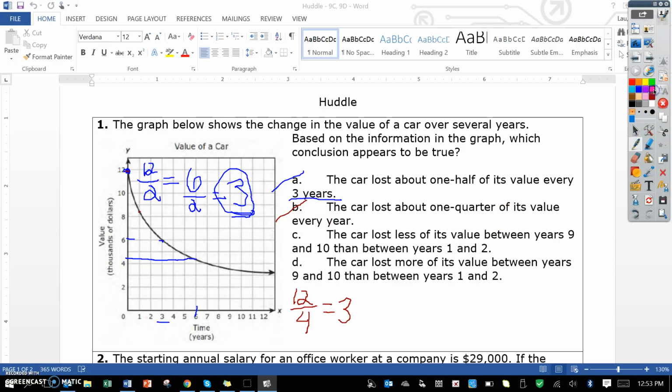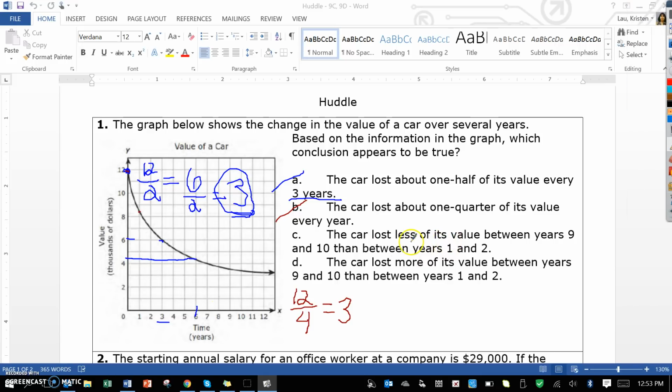So now I'm going to look at answer choice C. The car lost less of its value between years 9 and 10 than between years 1 and 2. So let's look at the difference between the value of the car between years 9 and 10 and the value between years 1 and 2. If I'm comparing these pink lines that I drew, the pink lines over here between years 9 and 10 are significantly smaller than the distance between the pink lines between 1 and 2. So that means C is correct.